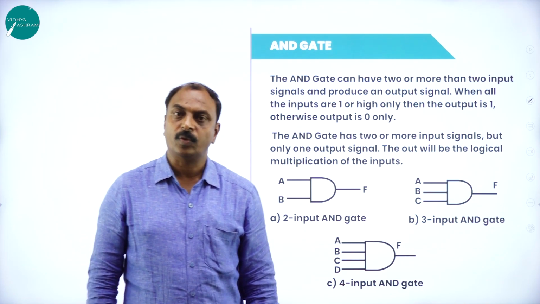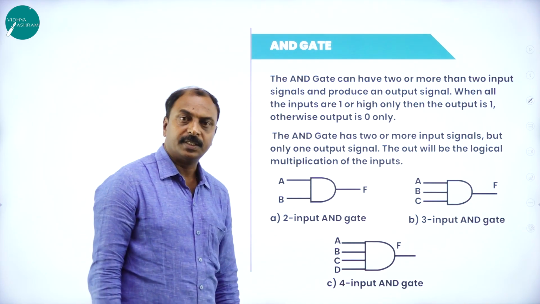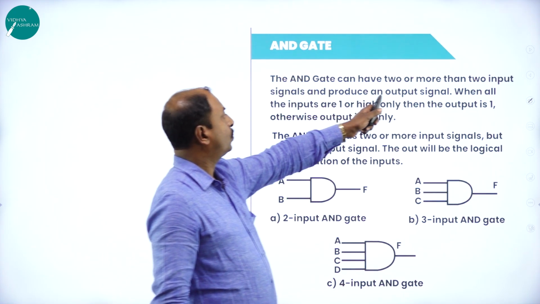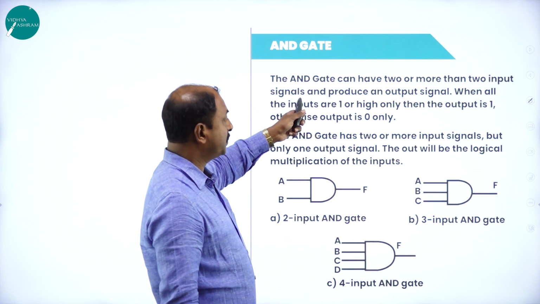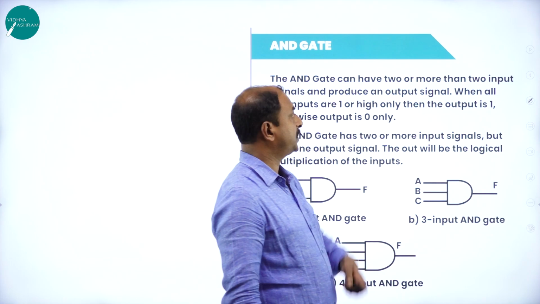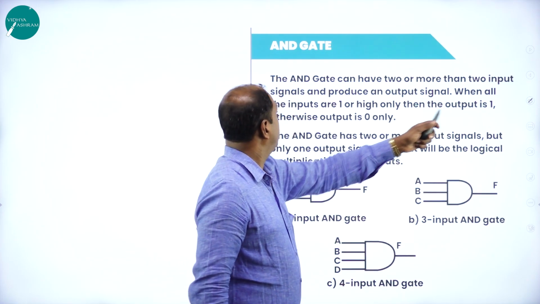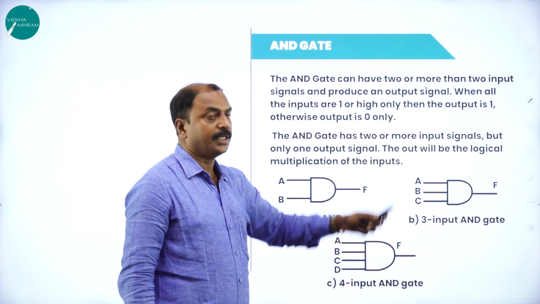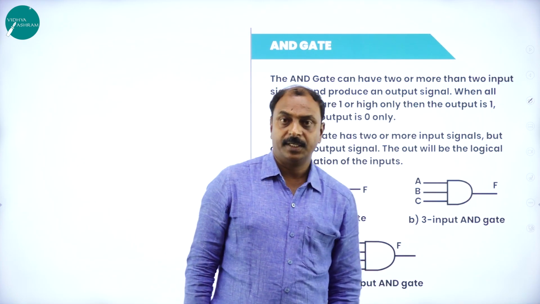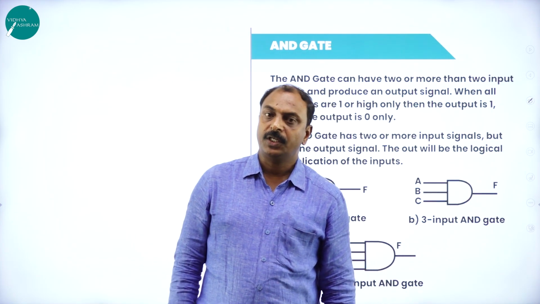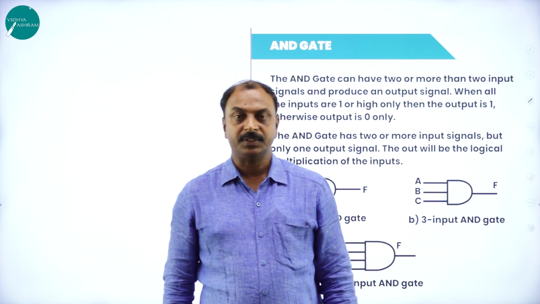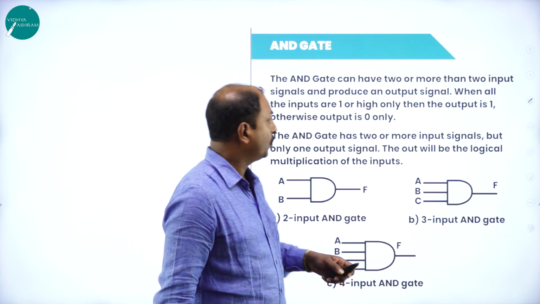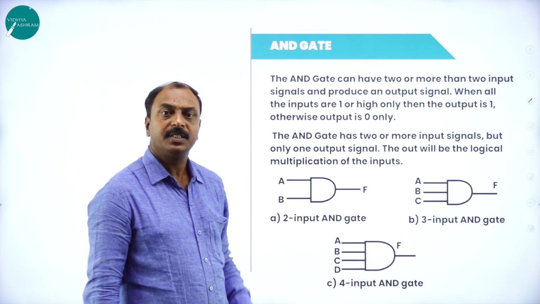Similarly, now let us move on to one more logic gate, that is the AND gate. This AND gate can have 2 or more input signals, and always produces one output signal. When all the inputs are high, output is high, otherwise output is 0. That is the definition of AND gate. The definition says that in any input combination, all input values should be 1. If all the inputs are 1, then output is 1 or high, otherwise 0.